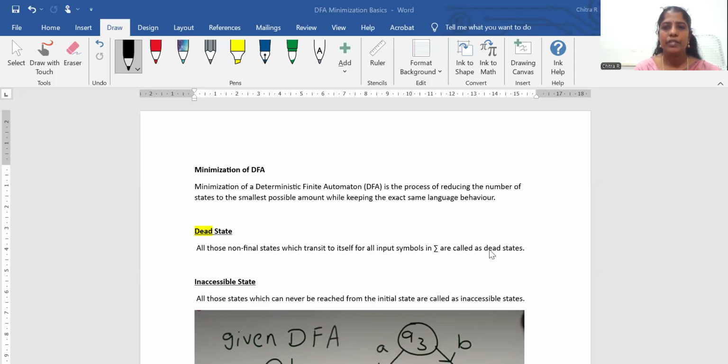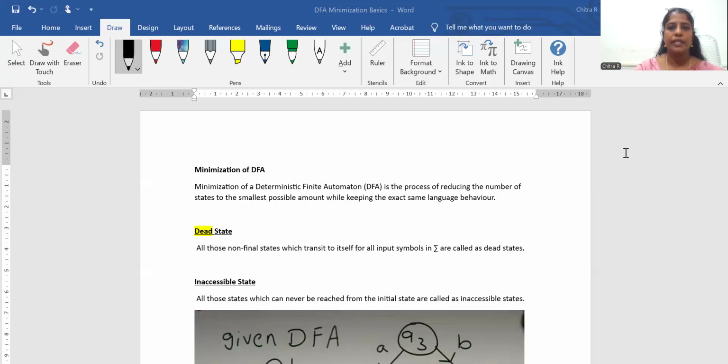You draw a DFA with 10 states. Without changing the language acceptance, if you can reduce it to 5 states, that's called the minimization of DFA. The minimization of DFA can be done with the help of 3 different concepts. The first one is the elimination of the dead state.